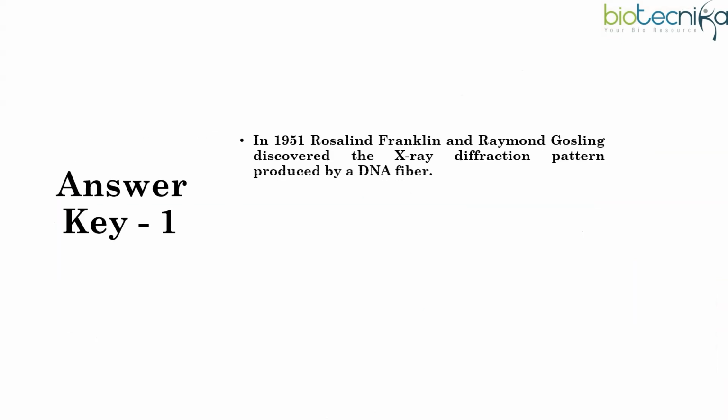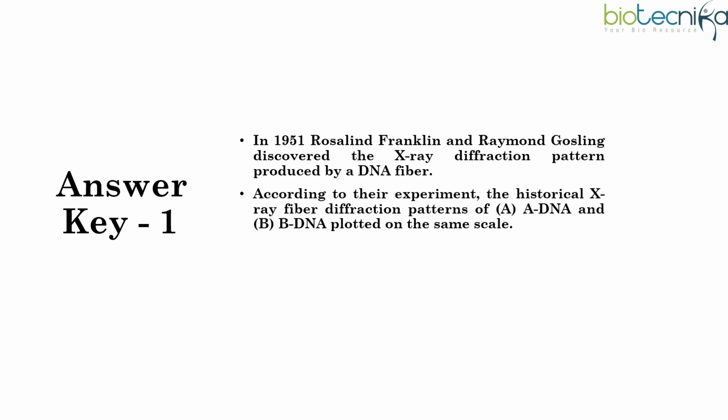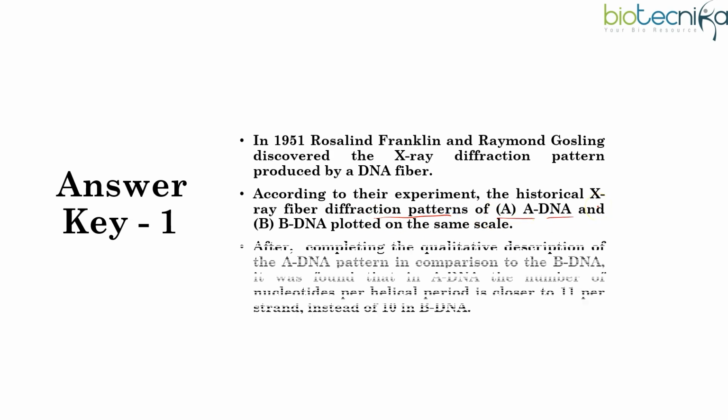We know that Rosalind Franklin and Raymond Gosling discovered this X-ray diffraction pattern, which was produced by a DNA fiber. According to this experiment, the historical X-ray fiber diffraction patterns, A DNA and B DNA, are plotted on the same scale. After completing the qualitative description of the A DNA pattern in comparison to B DNA, it was found that A DNA has more nucleotides per helical period. It is closer to 11 per strand instead of 10 in B DNA.